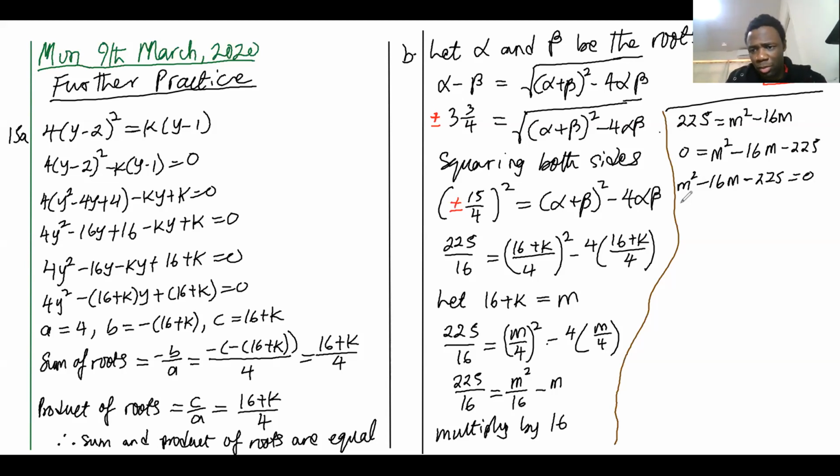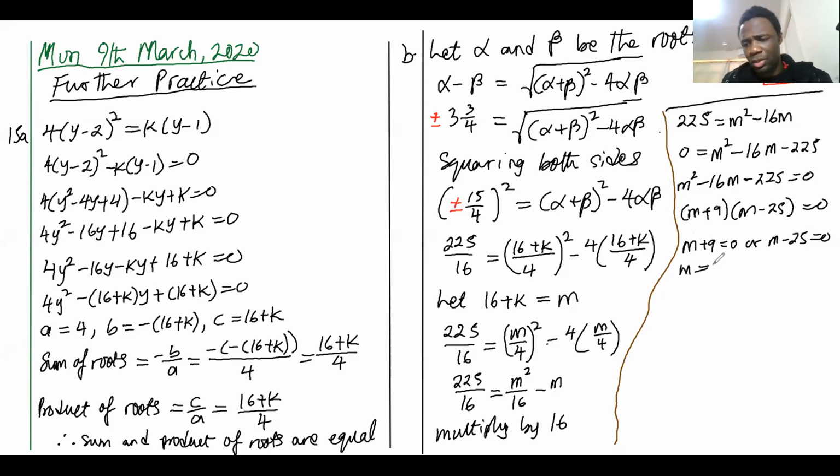So it's going to be m plus 9, then m minus 25 equals 0. The product of plus 9 and minus 25 is negative, and the sum of these two is negative. That's it. So from here, m plus 9 equals 0, or m minus 25 equals 0. So m equals negative 9, or m equals plus 25.